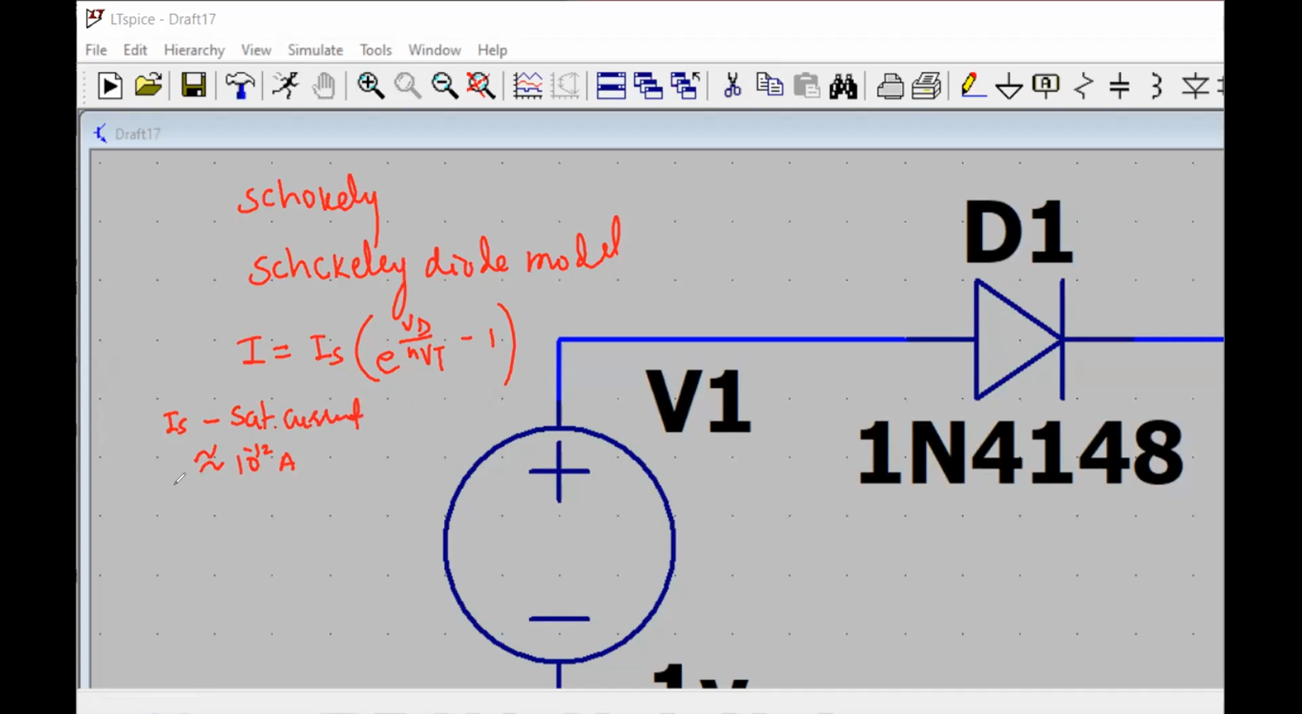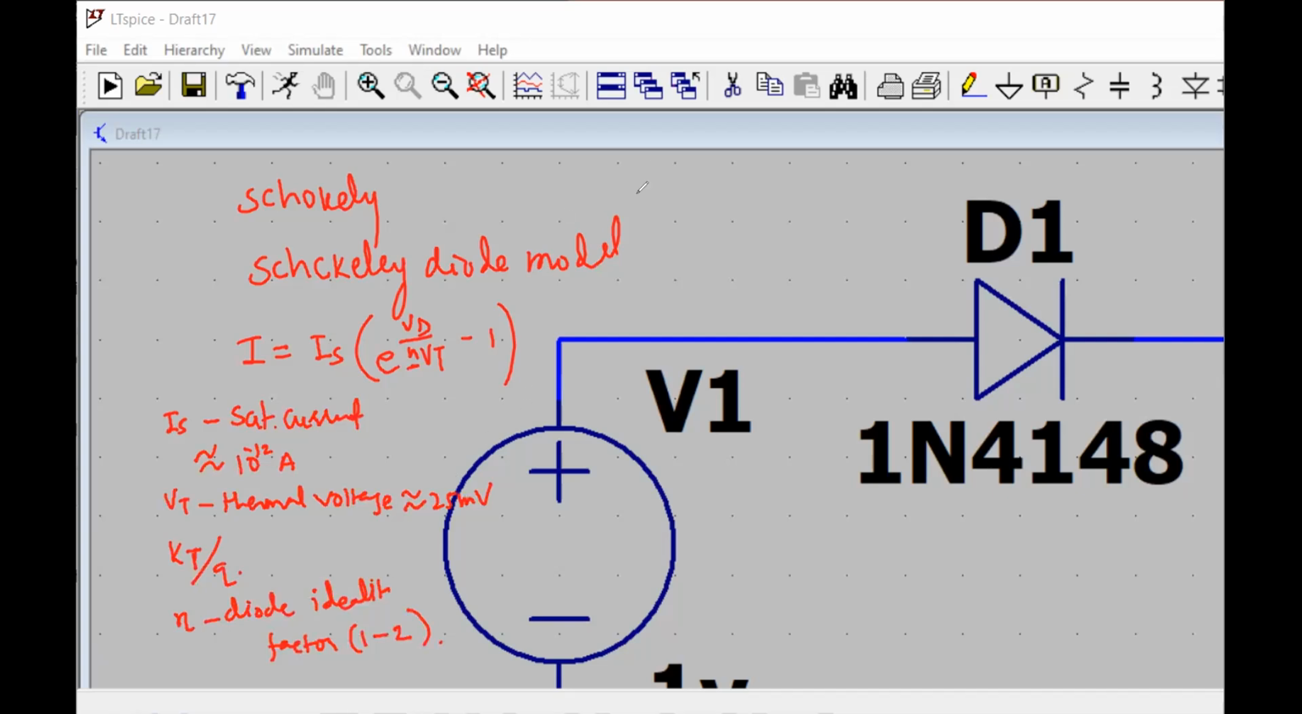Now Vt here is called the thermal voltage, which is approximately 25 millivolts, and its value is given as kT over q, where k is the Boltzmann constant, q is the electron charge, and T is the temperature. And then there is one more parameter, N or eta. This is basically called the diode ideality factor. In the case of silicon, it is usually 1 to 2.